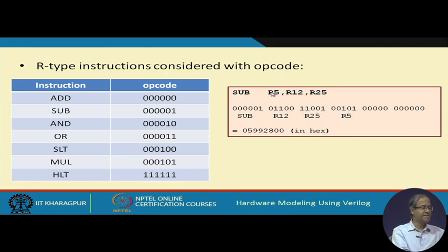and destination is 5, 00101 is R5, and the last bits we are not using, as I had said, these are blank. So, if you break them up into 4 bits each and write in hexadecimal, this instruction in hexadecimal will be 05992800, right?